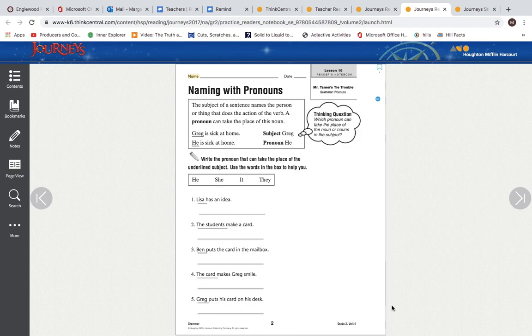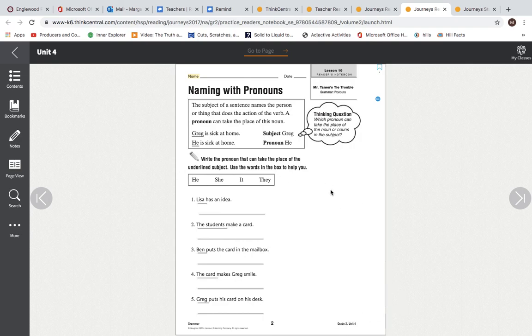On top, it always explains what we're talking about, naming with pronouns. The subject of a sentence names the person or thing that does the action of the verb. A pronoun can take the place of this noun. Example, Greg is sick at home. Greg is the noun that we want to replace with a pronoun. It describes a boy or a man. It comes before the verb is, so it would be he is sick at home.